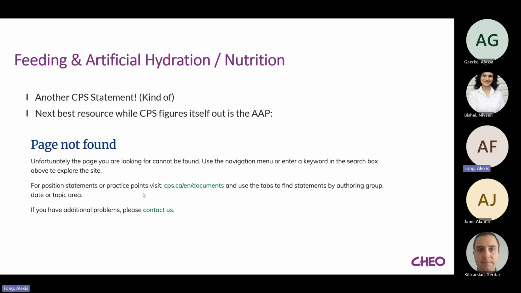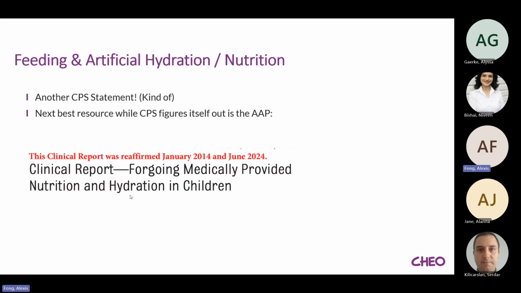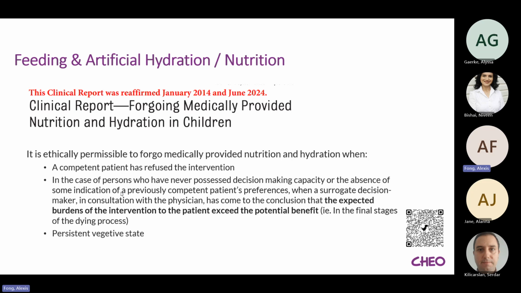CPS had a feeding and artificial hydration and nutrition statement, but it has recently disappeared, which is super frustrating for you folks, because I would say 90% of all the palliative care CPS statements have just disappeared from their website, which is really rude in terms of studying for your exam. But we have the next best thing in the meantime, which is an AAP statement on forgoing medically provided nutrition and hydration in children, most recently reaffirmed in 2024. Again, another QR code, but you'll have access to this. You can Google it. In summary, they provide some cases in which it is ethically permissible to forgo medically provided nutrition and hydration.